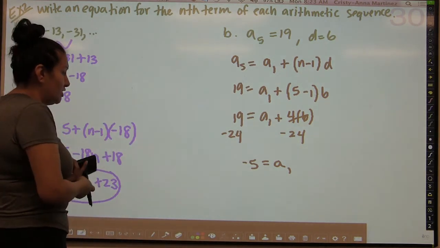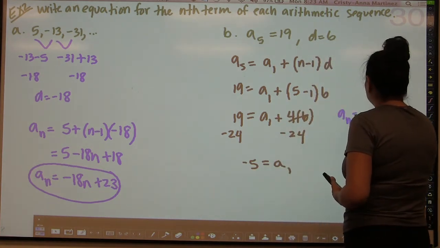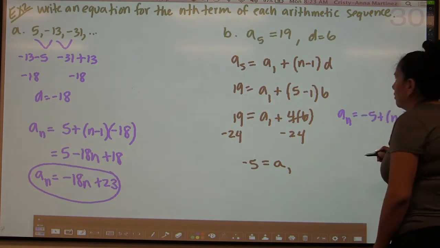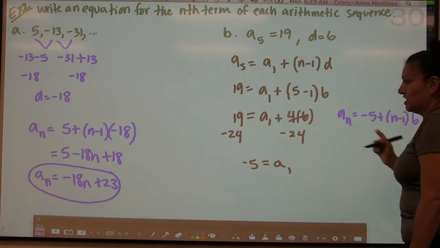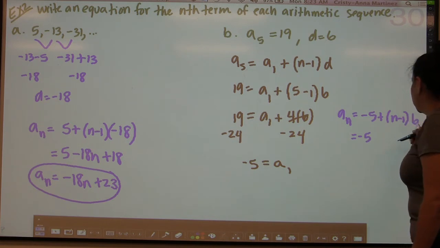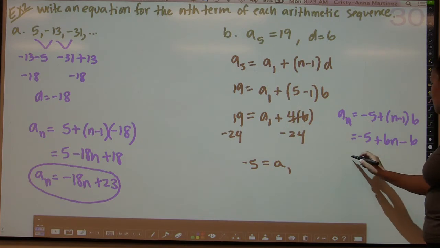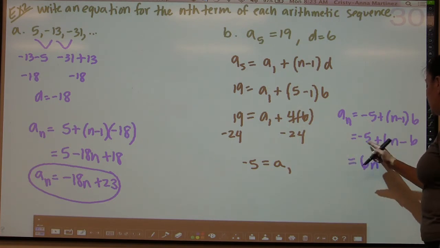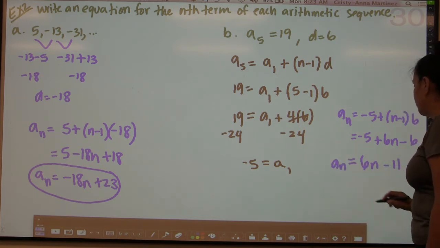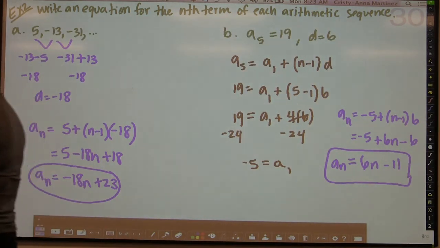Now that we have the first term, we can go back and plug it into our formula. So we're going to get a sub n is equal to the value of the first term, negative 5, plus n minus 1 times our common difference of 6. And now we want to simplify just like we did in the previous example. 6 times n is plus 6n. 6 times negative 1 is minus 6. And then we want to combine our like terms. We have our 6n, and negative 5 and negative 6 is going to be negative 11. So our equation will be a sub n equals 6n minus 11 for part B.